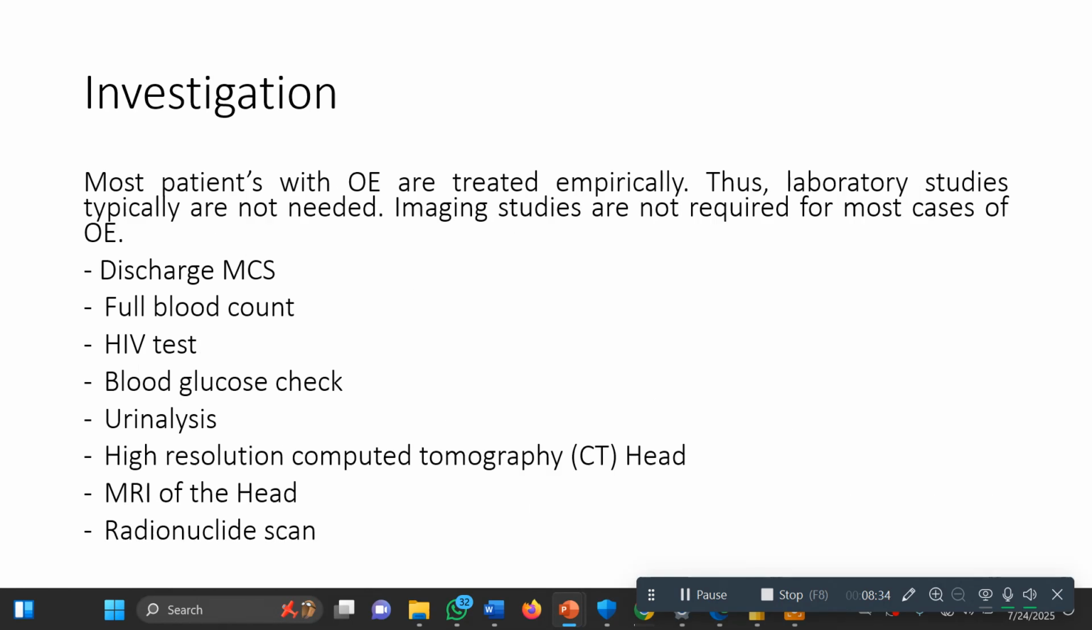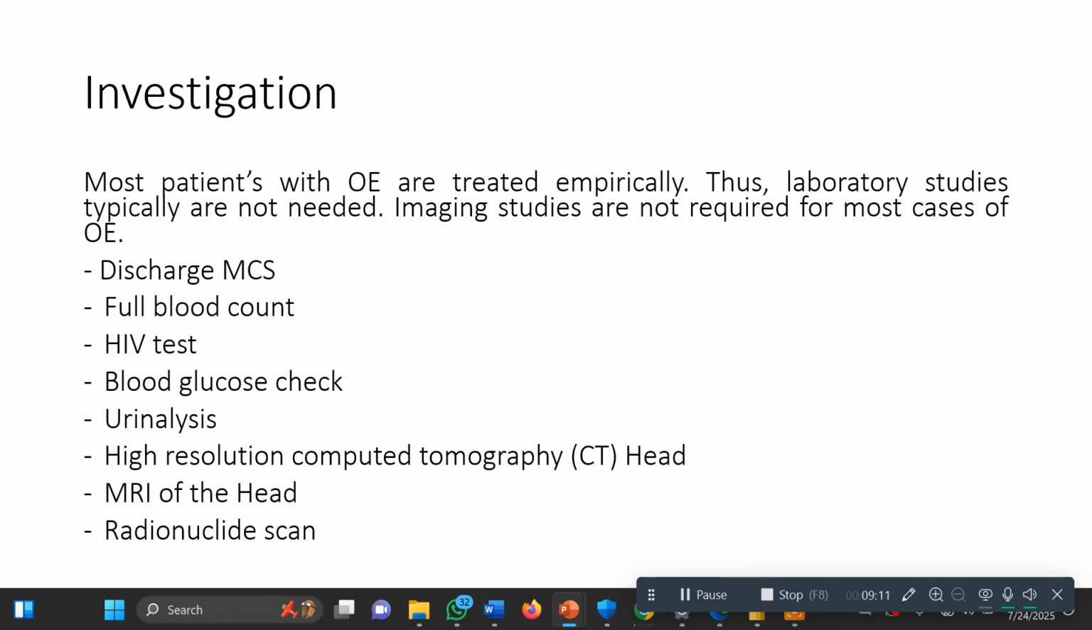So the investigations we do: however, most patients with otitis externa are treated empirically before we commence our examinations. It is important to note that laboratory studies are not typically needed and imaging studies are not required for most cases of otitis externa. But when they present with discharge, we can do a swab for microscopy, culture and sensitivity. We can do full blood counts, HIV test, and blood sugar check to rule out comorbidities.